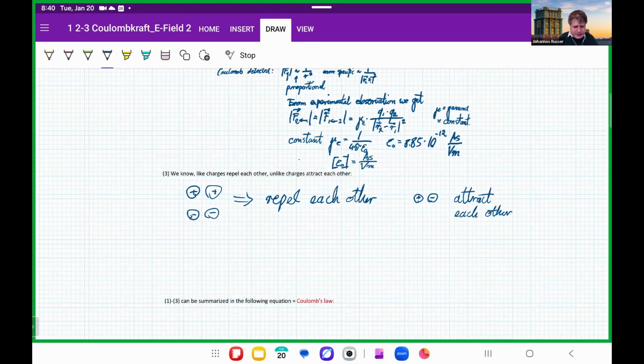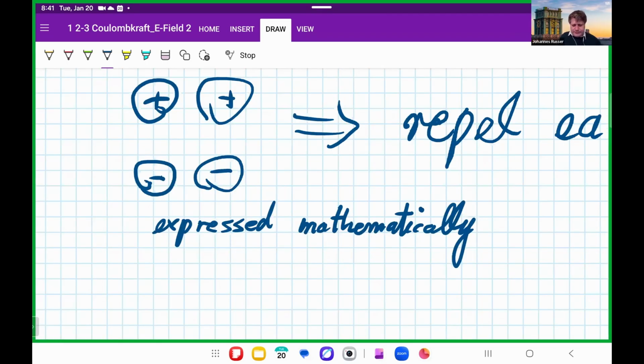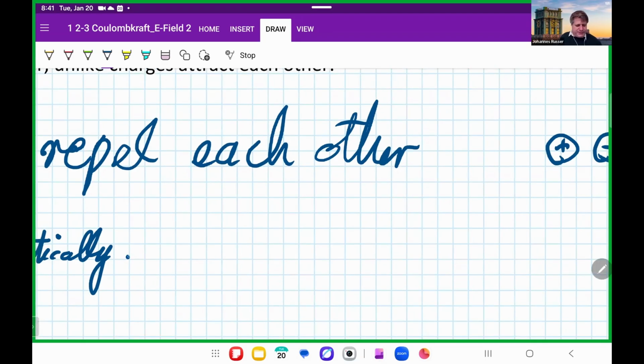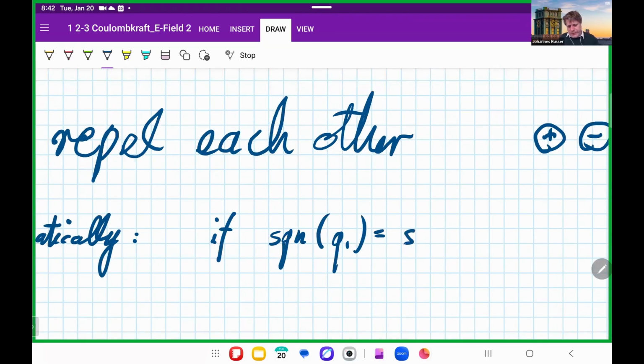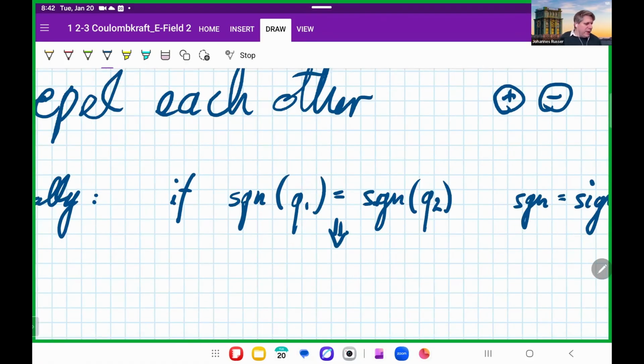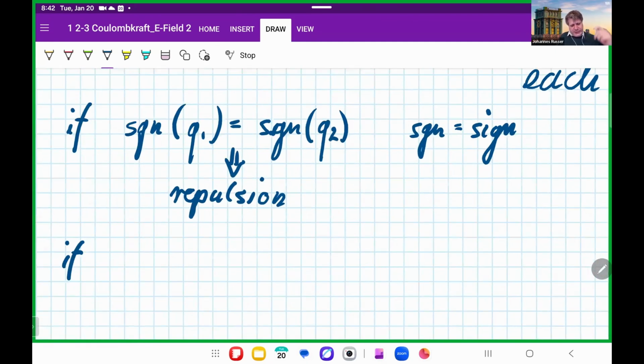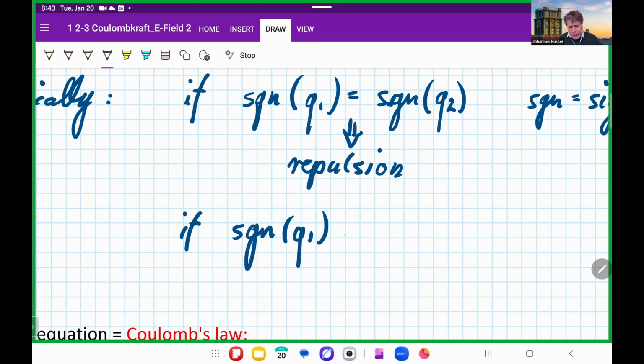Going to write here a bit too much, maybe I'm running out of space, but let's see. If we express it mathematically, that means if the sign of Q1 is equal to the sign of Q2, where SGN is short for sign, then we have repulsion. And on the other hand, if the sign of Q1 is not equal to the sign of Q2, then we have an attraction.